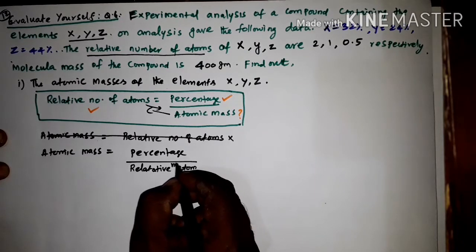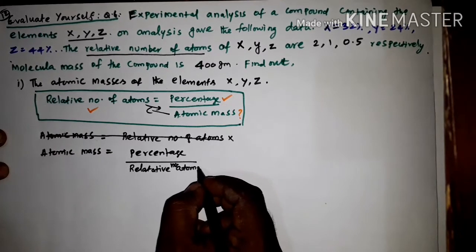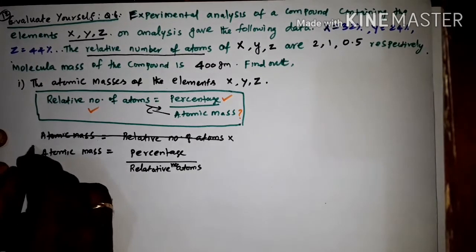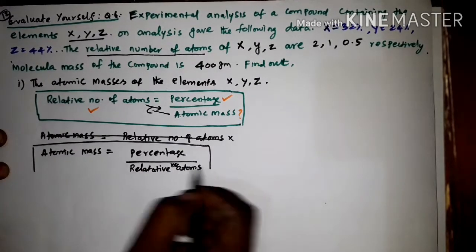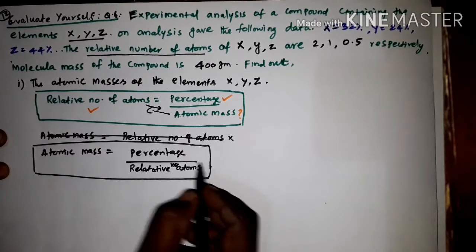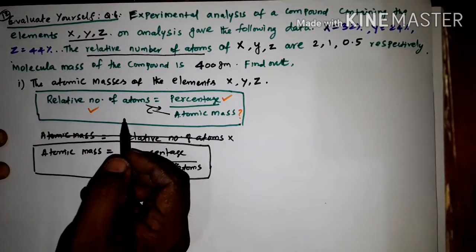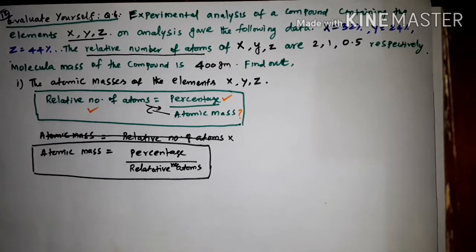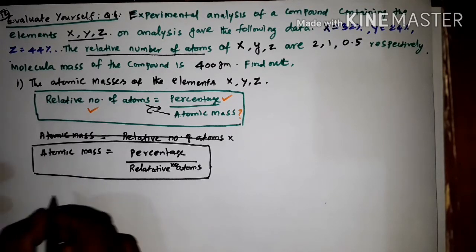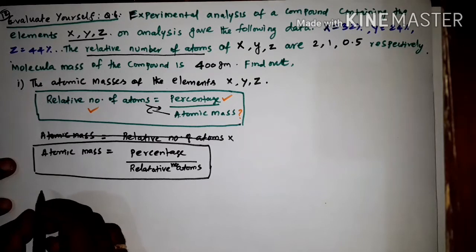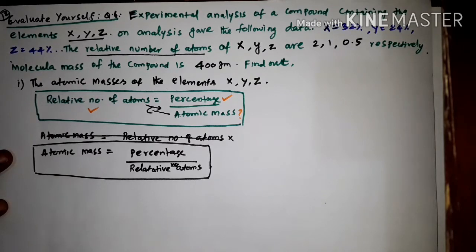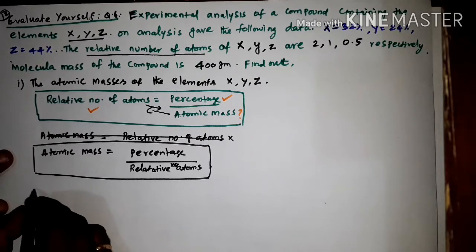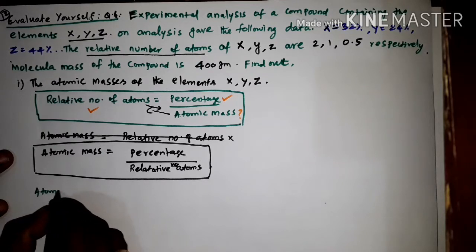Or relative number of atoms. This is the formula to calculate atomic mass if the relative number of atoms is given in the question. Clear? Okay. Now substitute the values. So atomic mass of X. This is atomic mass.